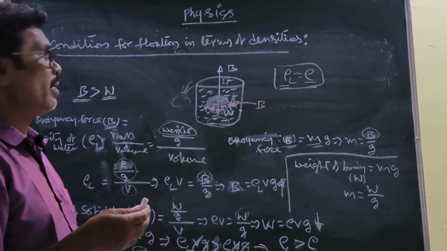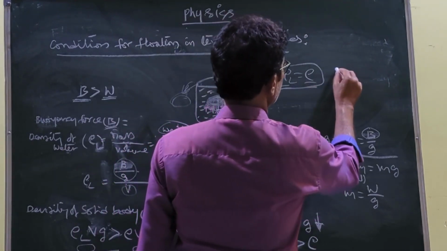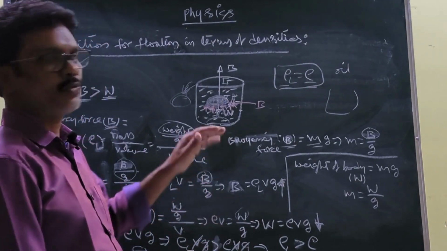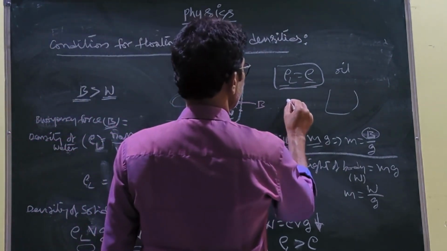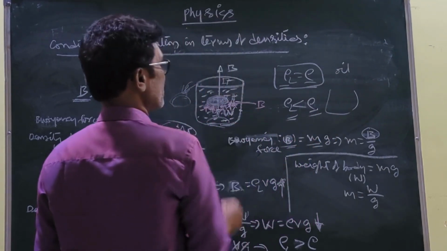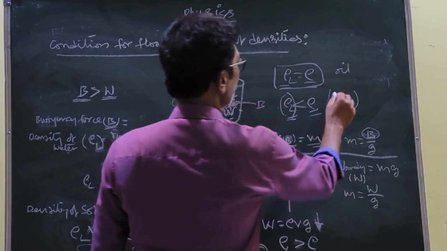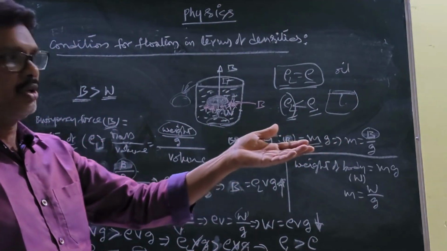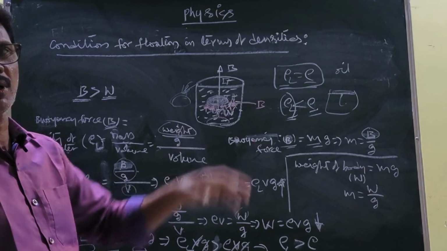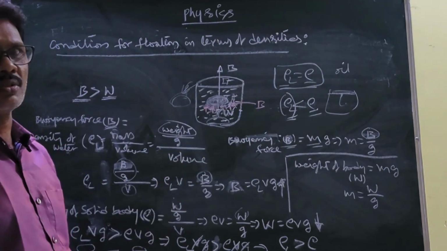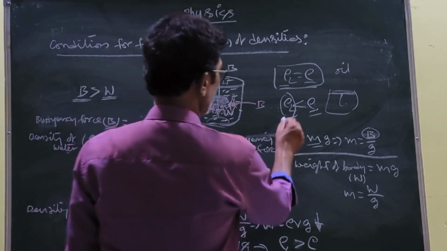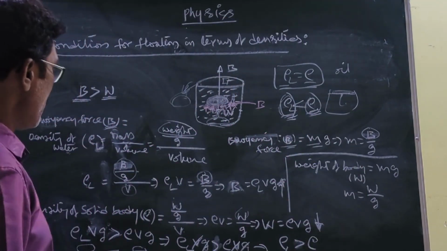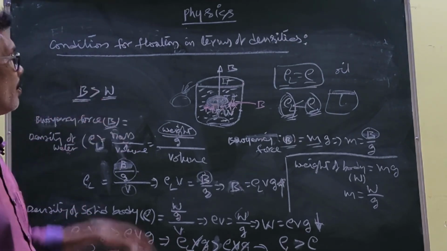But if you take oil, the oil density is less than the water density, so the oil is floating on the water and does not get mixed with it. You can see this in houses: if you put oil in water, or when cleaning vessels, the oil floats on the water. What is the reason? The weight density of that oil is less than the weight density of the water. So I hope we understand the condition for floating in terms of density.